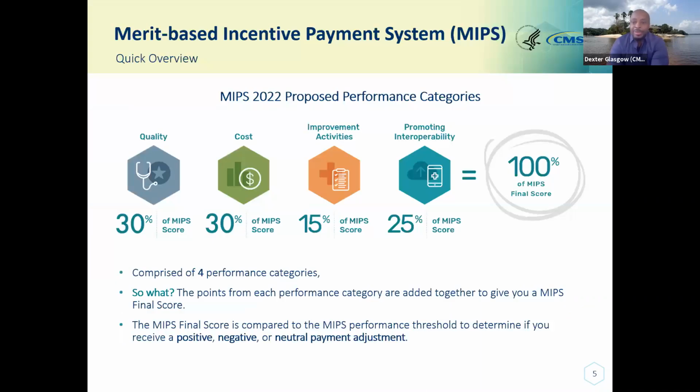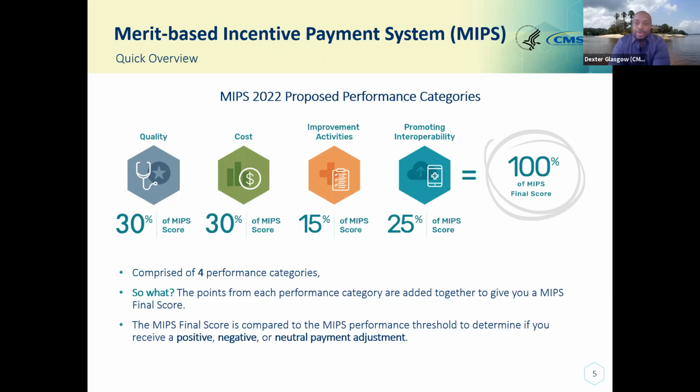The MIPS program is a program that assesses clinicians' performance on 4 distinct areas: quality, cost, improvement activities, which deals with continuous improvement within an organization, and promoting interoperability, which focuses on the usage of certified EHR technology. As you can see on this slide, each of these 4 categories has a weight associated with it, and that sums up to a total of 100 points.